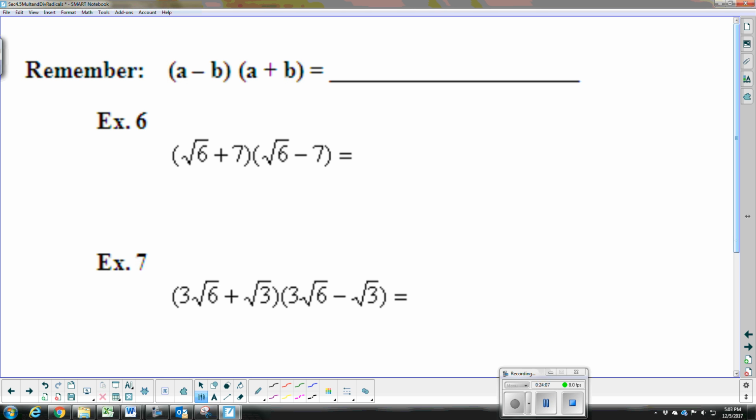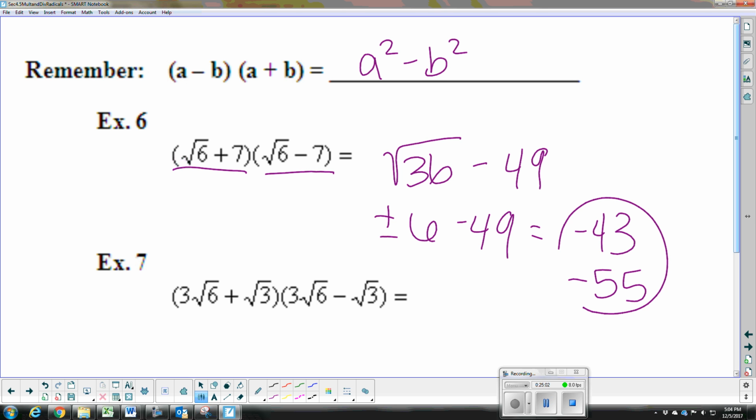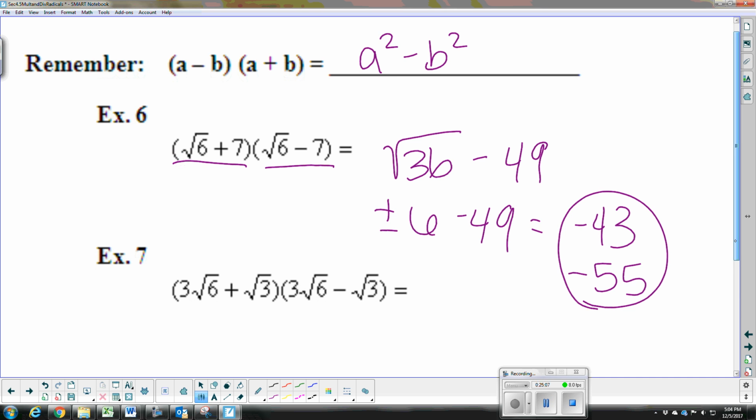All right, remember that a minus b times a plus b is a squared minus b squared. I think we used this a little bit earlier, but we're going to look at it again. So a squared minus b squared is the same as a minus b times a plus b. So here's a plus b. Here's a minus b. So we can use that a squared minus b squared. So that's the square root of 36. A squared is 36 minus 49. The square root of 36 is plus or minus 6 minus 49. So positive 6 minus 49 is negative 43. Negative 6 minus 49 is negative 55. So we have two answers, but we have to think about it a little bit. It's not just plus or minus.